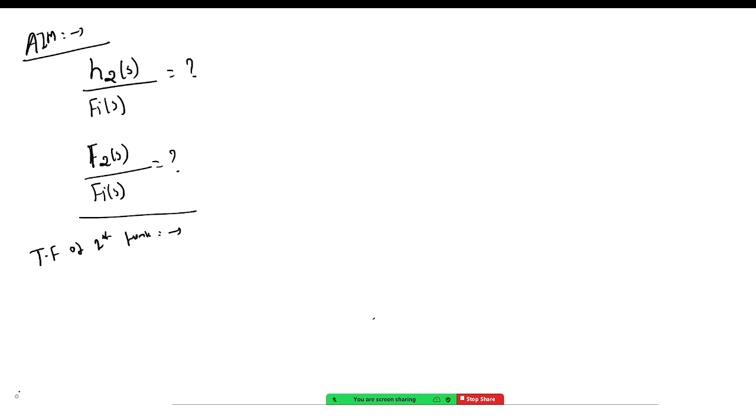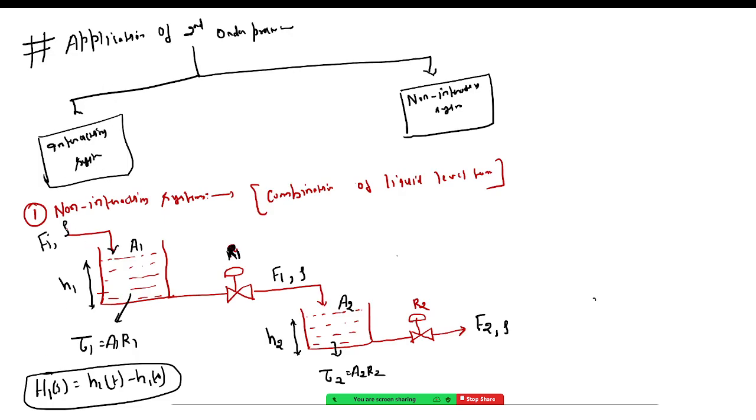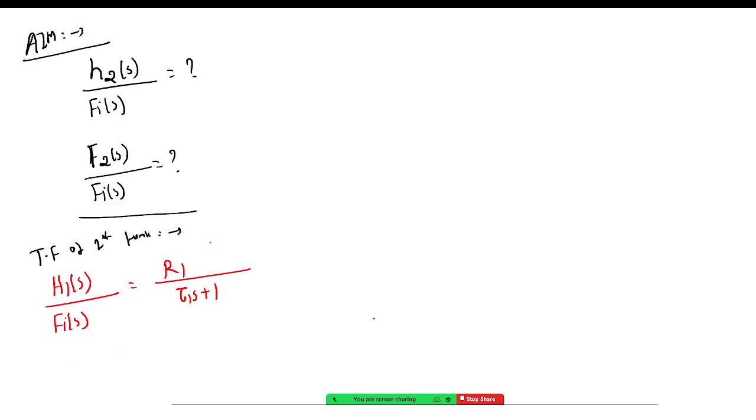So you know the value of all these deviation variables. First I can write what I discussed yesterday: H1S divided by FIS equals R1 upon tau 1 S plus 1, right? Yesterday I discussed these things. If this is your first tank, I have derived the relation of the deviation variable of this tank with respect to F1. Yesterday I discussed this, right? Now I will assume this one is first. Now the transfer function for the second tank.